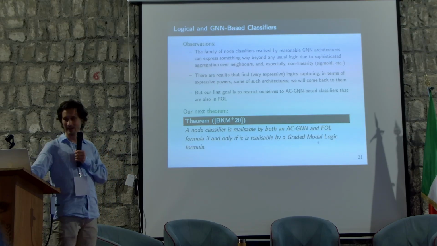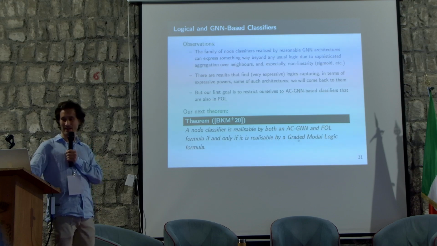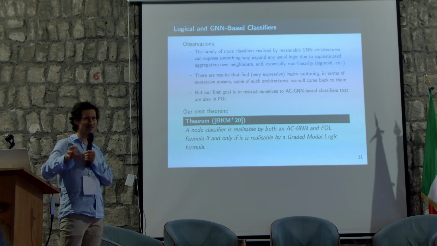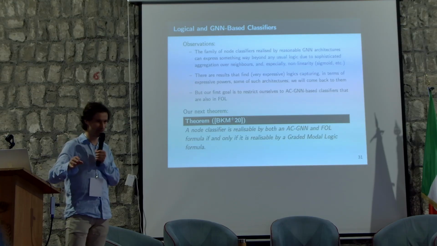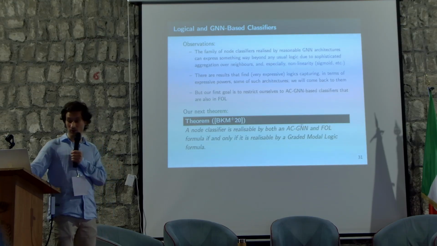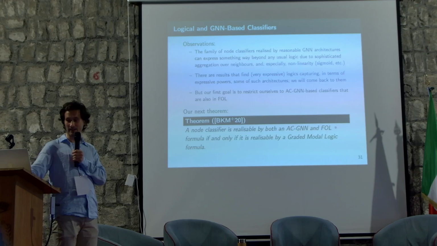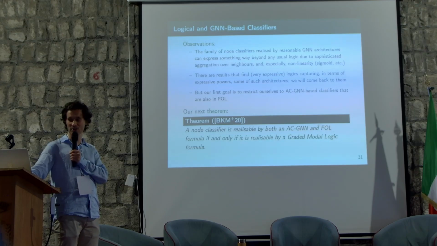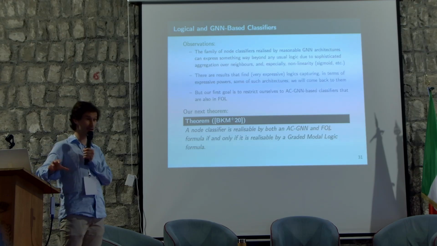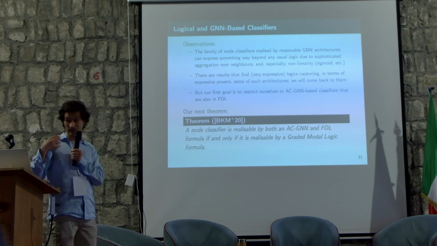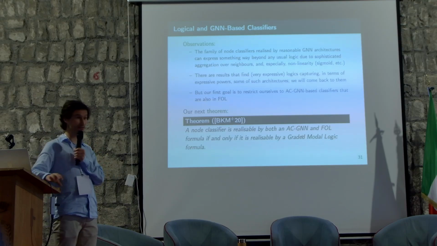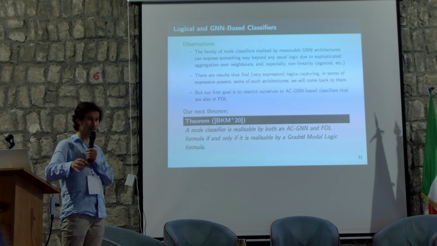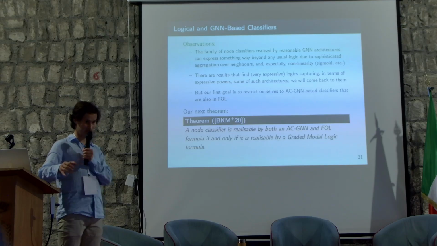So the fact that you can write a graded modal logic formula as an AC GNN is a technicality, it's not a problem. But the other direction, using the fact that we have an AC GNN, which is expressible somehow in first order logic, and suddenly expressing this AC GNN in graded modal logic, this is not obvious at all.